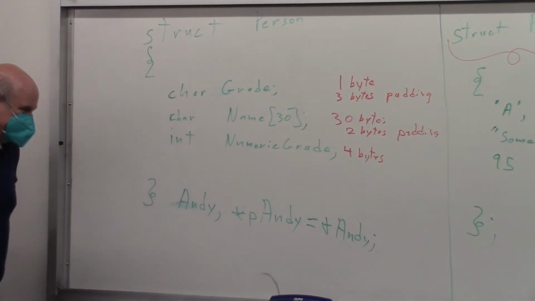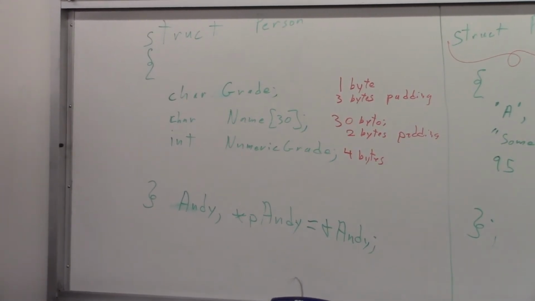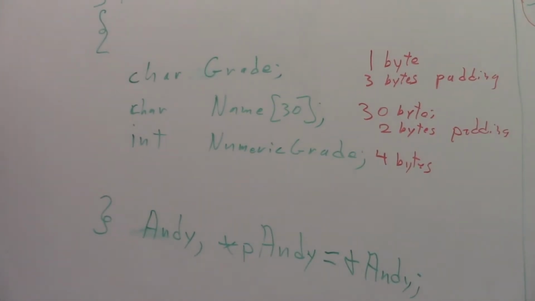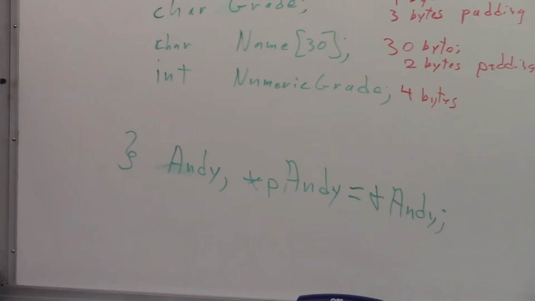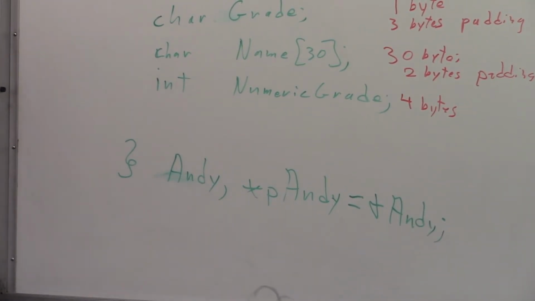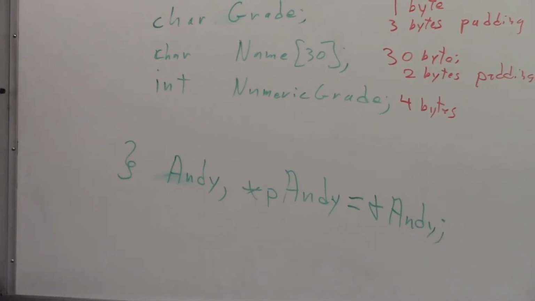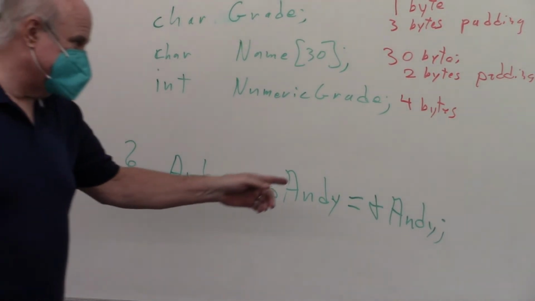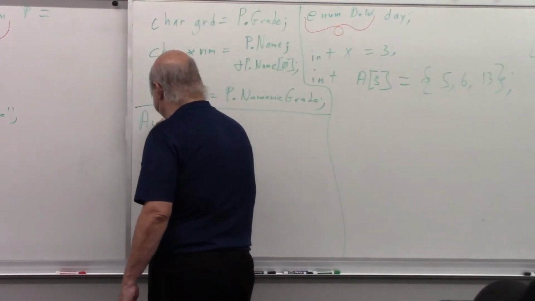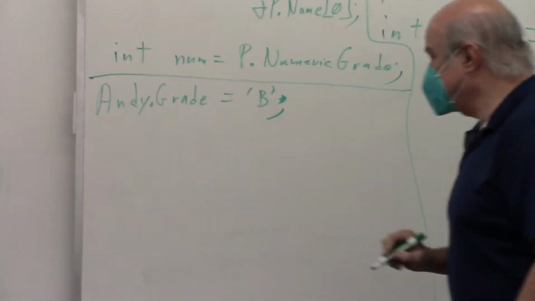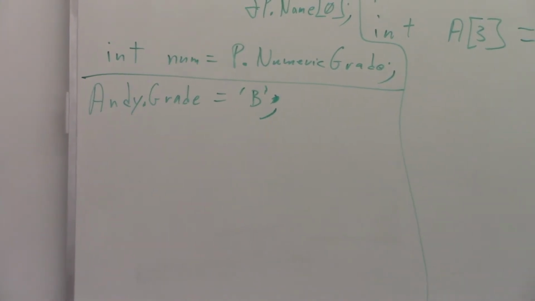To expand this a little further, I meant to do this earlier. I am also initializing struct person pointer p Andy to a reference to Andy. So now we have a pointer to a declared variable of type struct person, but we haven't initialized anything. So let's suppose we want to initialize it via the pointer. So we can say Andy.grade is equal to a B.